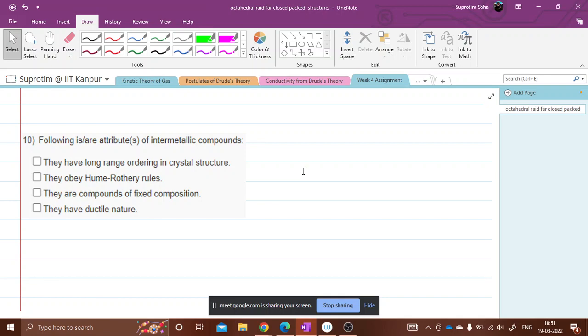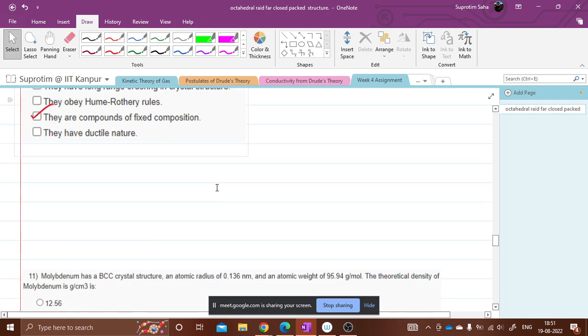First of all, they have long range ordering in crystal structure. They do not obey Hume-Rothery rules, because they have a fixed composition, and depending on it, they will not necessarily have the same valence or the same electronegative character. Their compounds of fixed composition, that is correct. And they have ductile nature, that is not correct, because they are not flexible, they are very hard in nature, so they cannot be made into wires. So they do not have a ductile nature. That is also not correct, right?